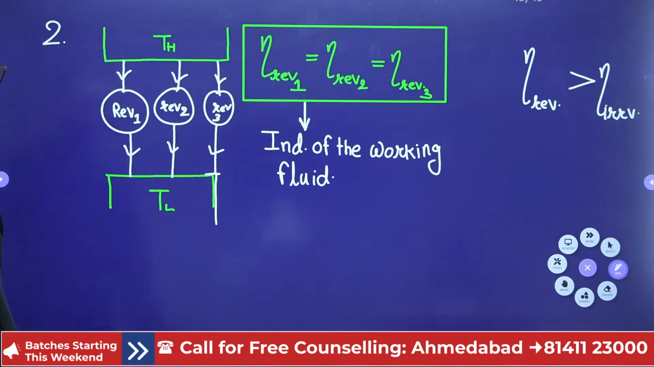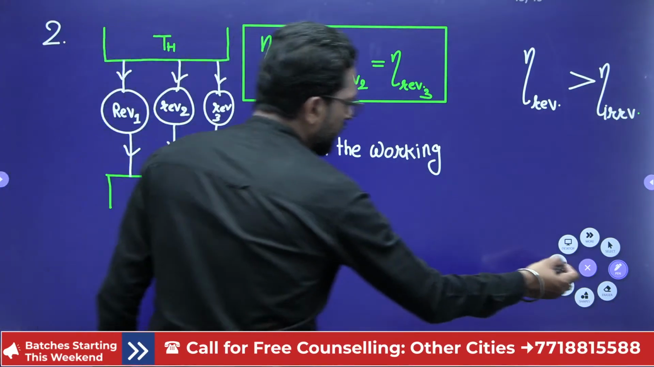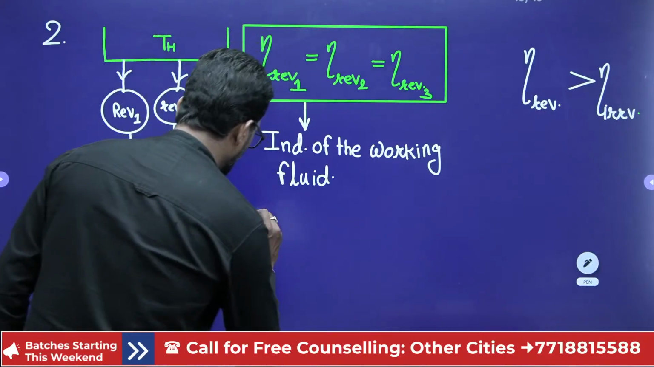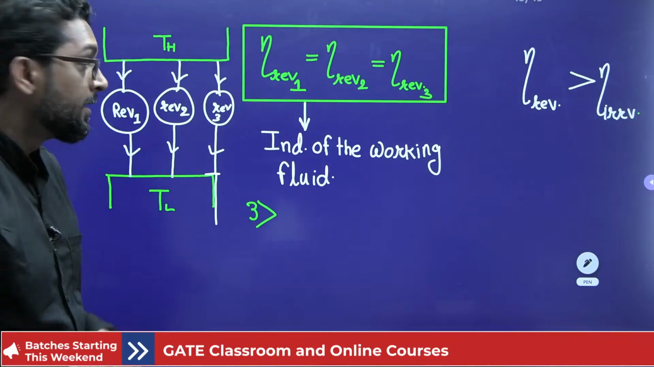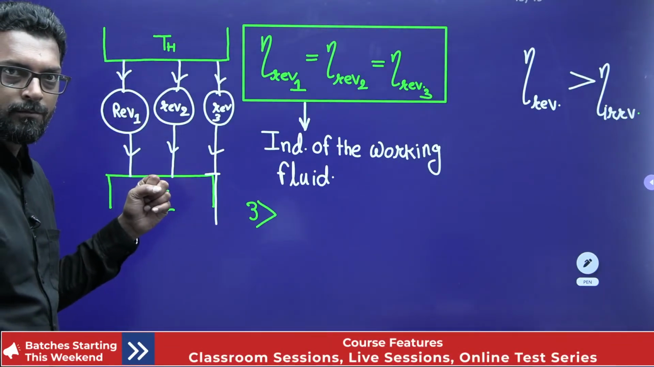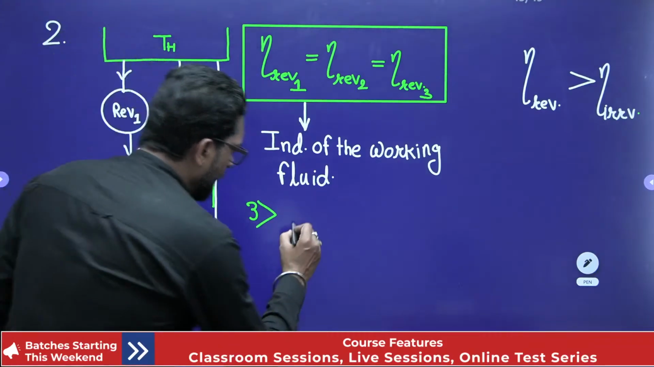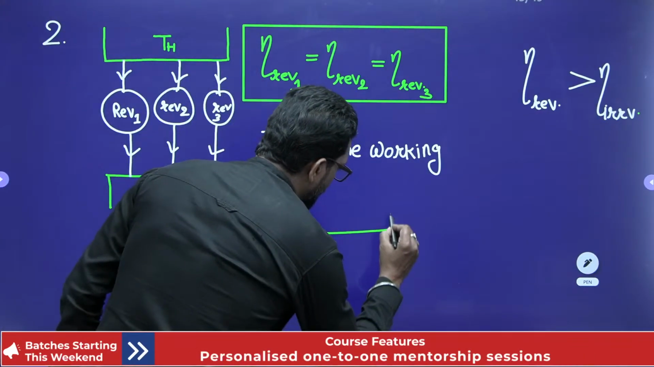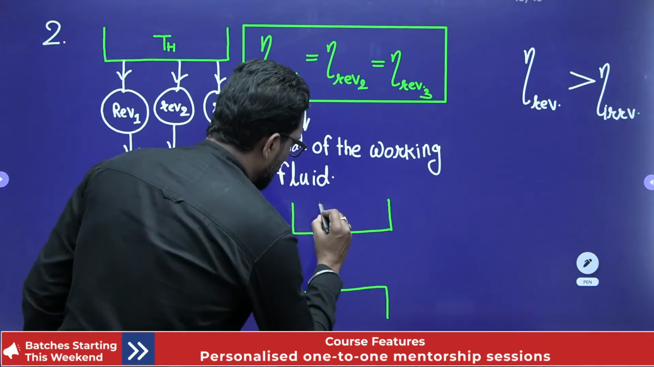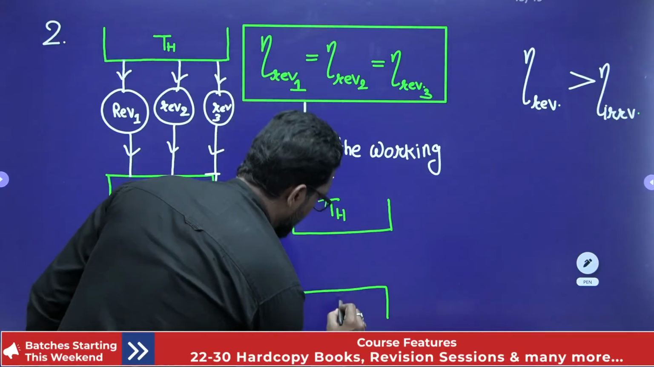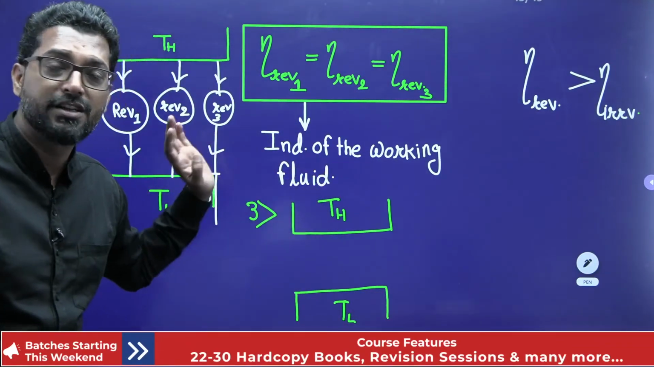Now, what is the third? What is the conclusion? What do you expect for the third one? See, my dear, this is a little bit of logic. If this is your temperature limit, the same temperature limit, let's suppose this is your TH and this is TL. This temperature limit and this temperature limit are the same.